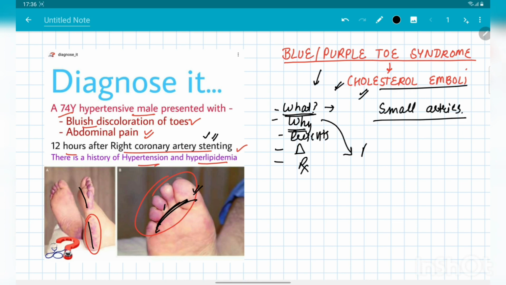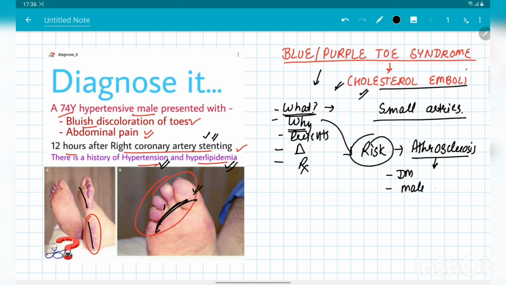Now in our why, there are some risk factors. These risk factors are similar to those for the development of atherosclerosis and atheromatous plaque. They include diabetes mellitus, hypertension, hyperlipidemia, like in our patient, male gender, advancing age, and renal failure. In a lot of CKD patients, atherosclerosis is a major complaint, and one more risk factor is any kind of peripheral vascular disease.